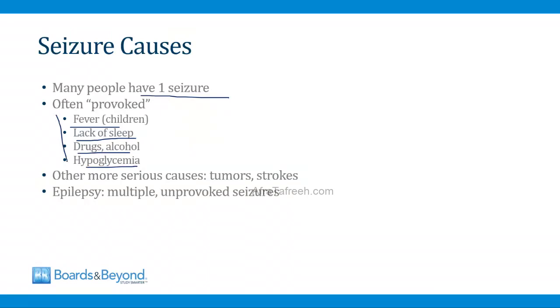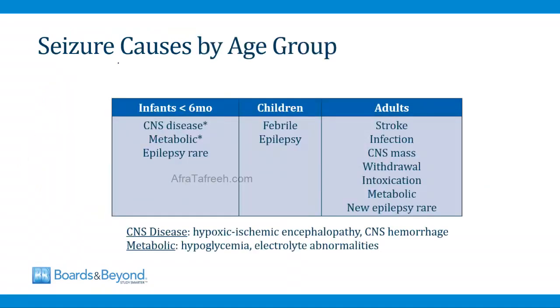And then beyond these causes here, there are more serious causes, things like tumors and strokes. Now, if a patient doesn't have any of these other disorders going on here, and they have multiple unprovoked seizures, that's the definition of epilepsy. The causes of seizures vary by age group. In babies less than 6 months of age, CNS disease and metabolic causes are most common.